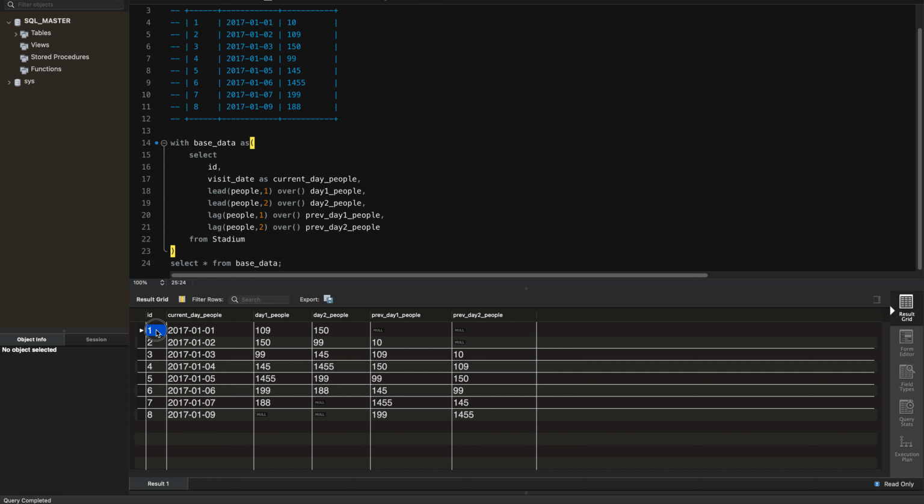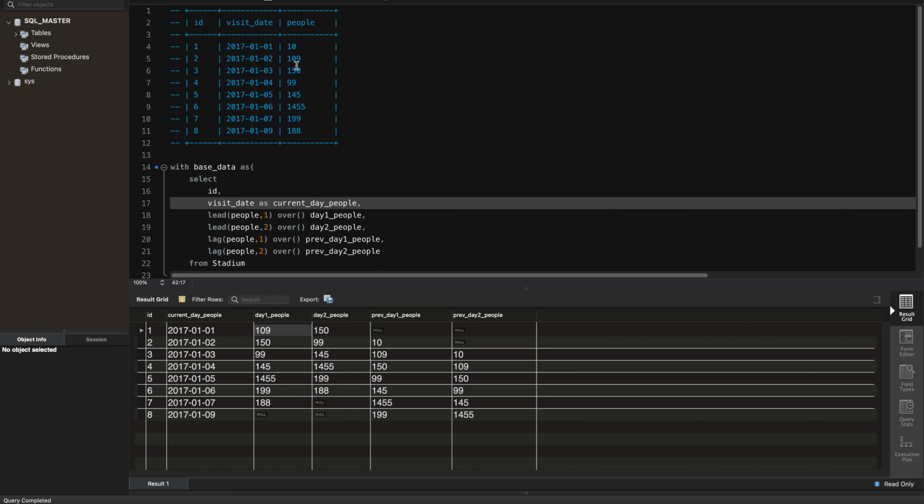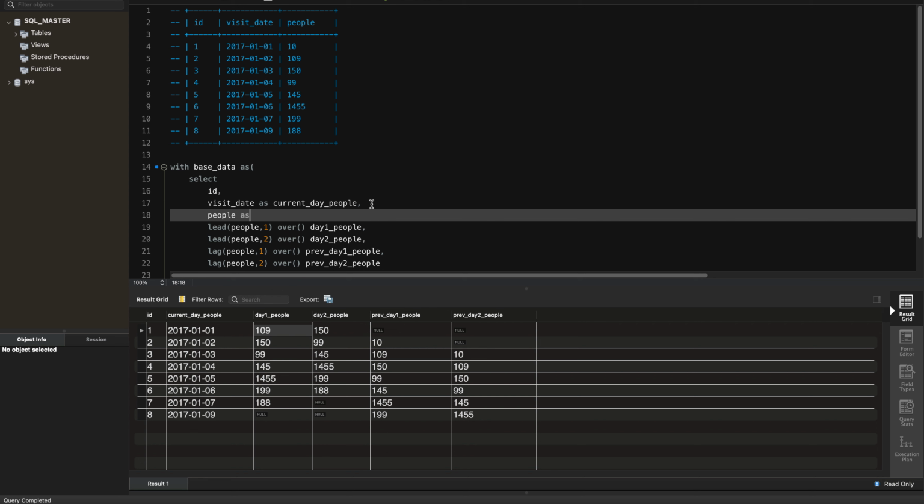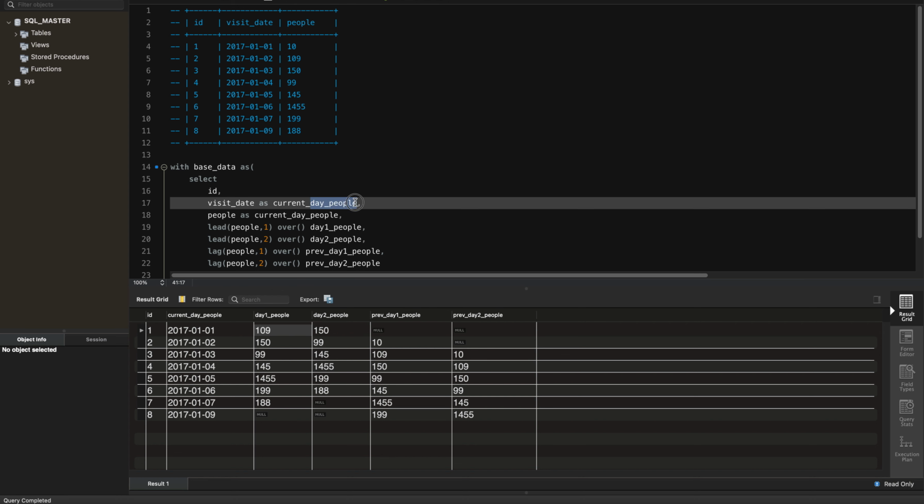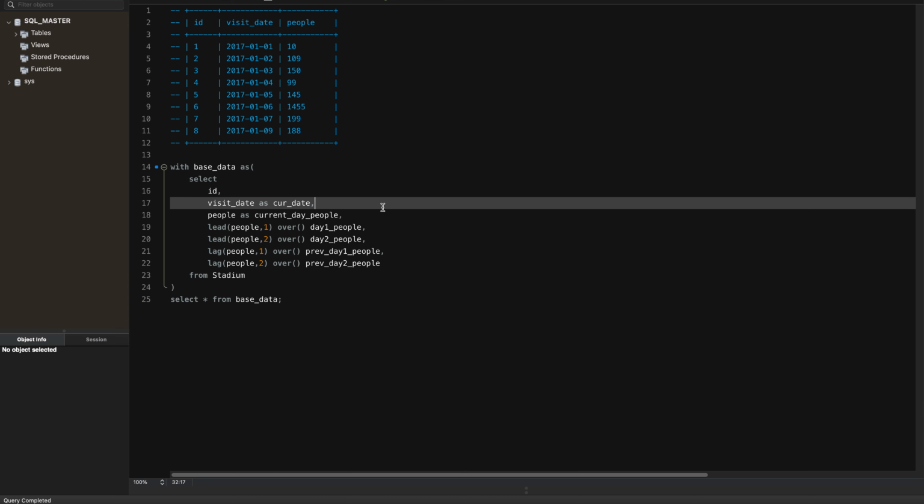Here if you look at it, for the ID 1, as we previously discussed, the current day is 1 and the day 1 people, current day, okay, I have not included the current day people. This should be named as current day people, and let's name this as current date. Current date is a keyword, so let's name this as that.